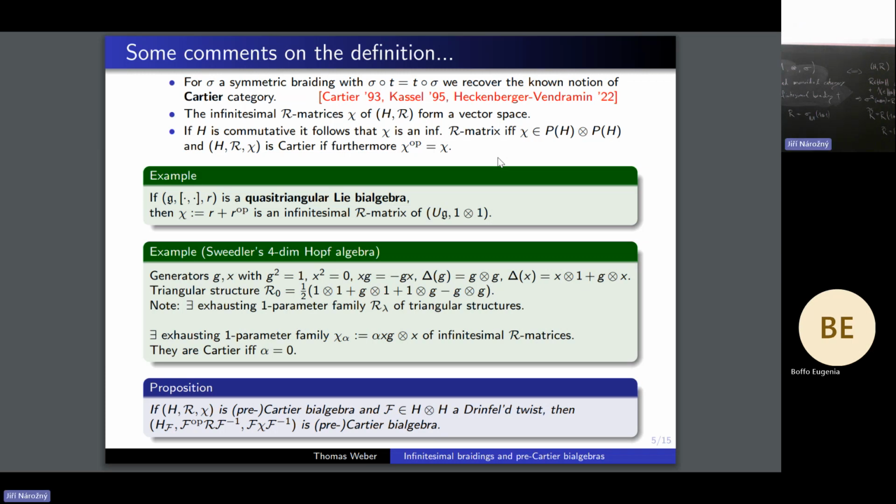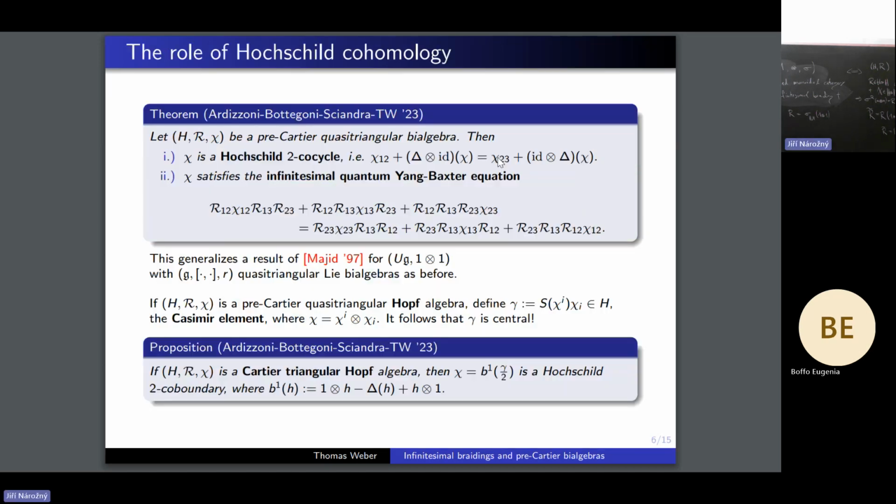Okay, one more proposition that might be interesting is that if you have such a triple that is a pre-Cartier bialgebra, and you have a Drinfeld twist, you can twist everything. So you twist the Hopf algebra, you twist the R matrix in this way, and you twist the chi. Then what you get is a pre-Cartier bialgebra. So this works very well with this.